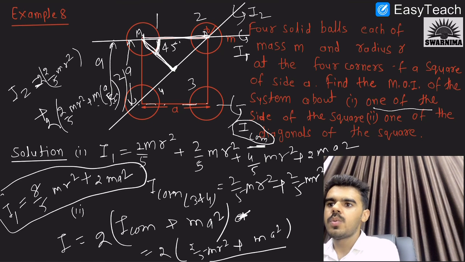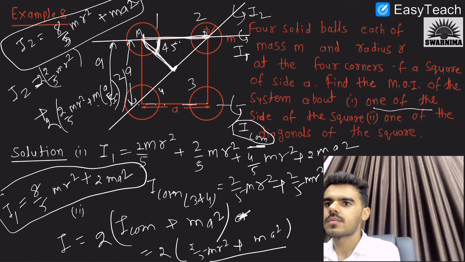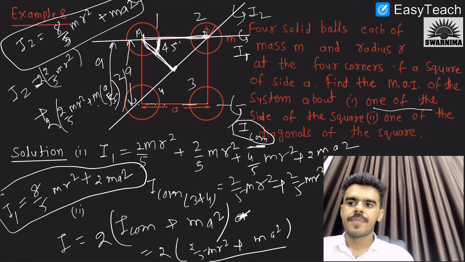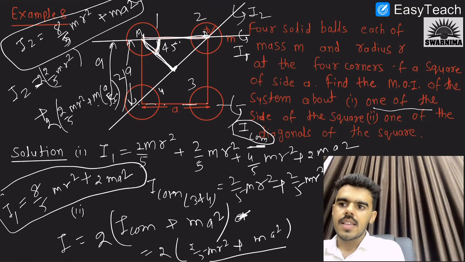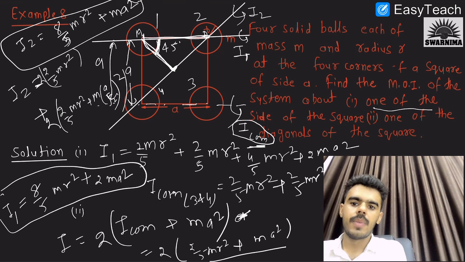So I2 becomes 8 by 5 mr square plus m A square. As (A by root 2) square means A square by 2, so m A square by 2 plus m A square by 2, half plus half is 1, so m A square.